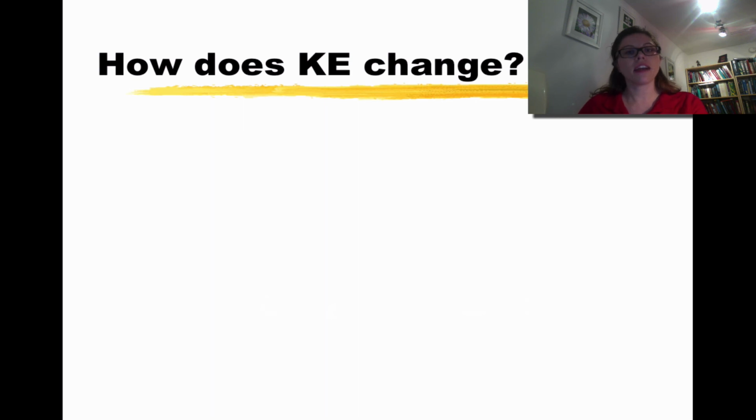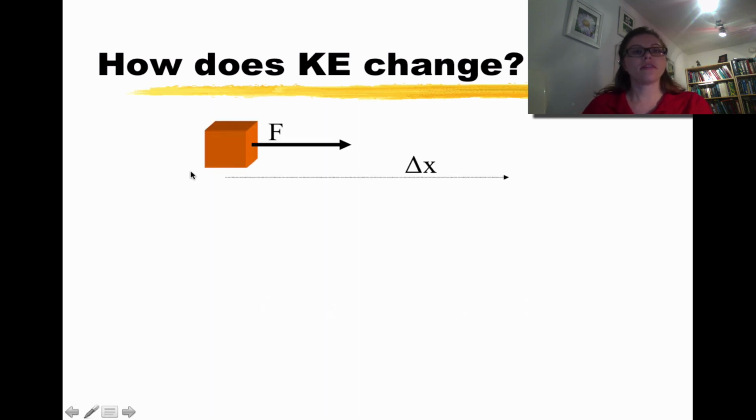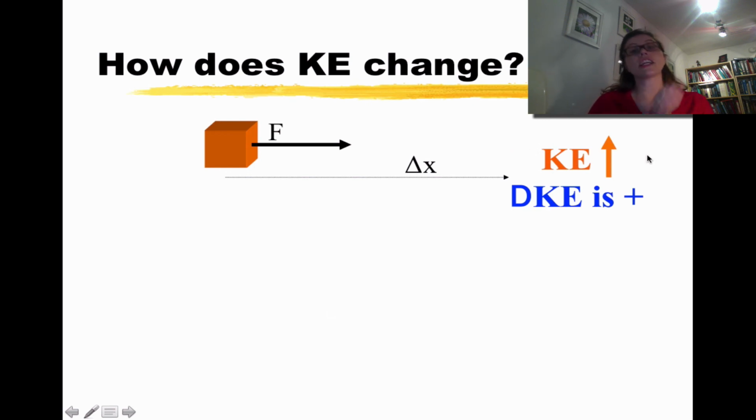Okay, so how does kinetic energy change? So if F and change in x are in the same direction, the kinetic energy is going to increase because they're going to speed up. Oops, and this should be change. I forgot to fix that. So this is change. That's our change symbol right there. Change in kinetic energy is positive.